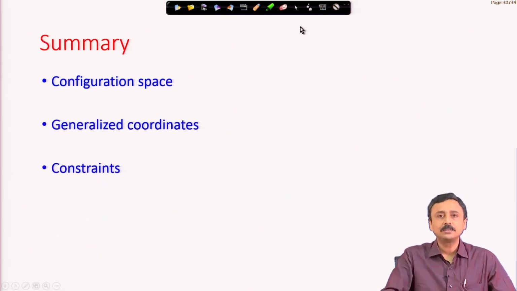So, to summarize, we have looked at the configuration space and generalized coordinates in more detail, and constraints. We have classified constraints, and we have understood how to visualize the physical coordinate space, the generalized coordinates, holonomic constraints and non-holonomic constraints. With that, I will close this lecture.